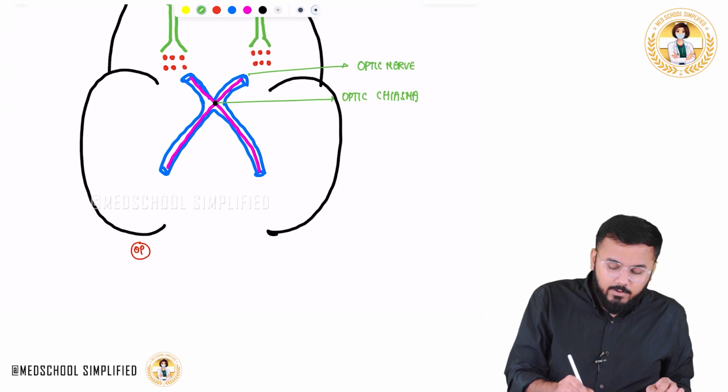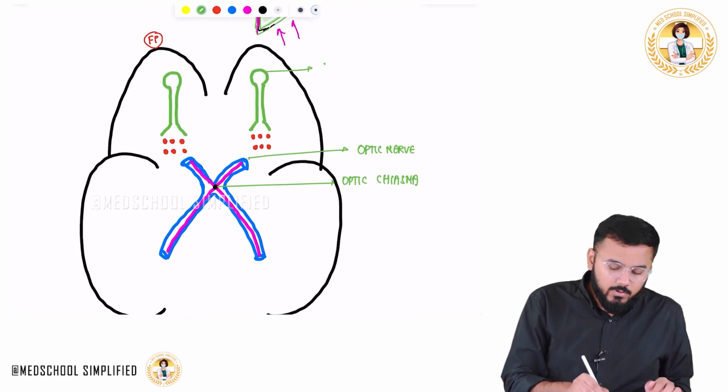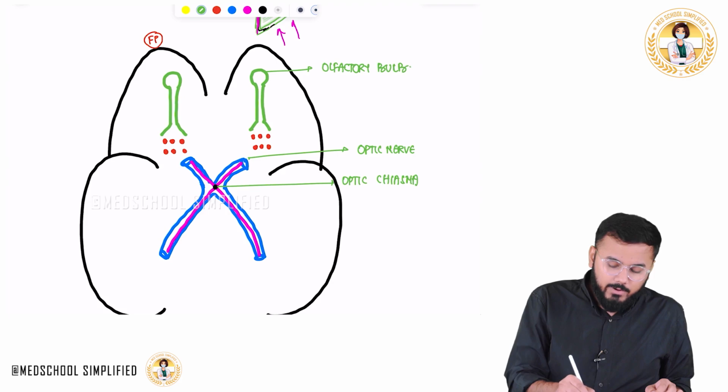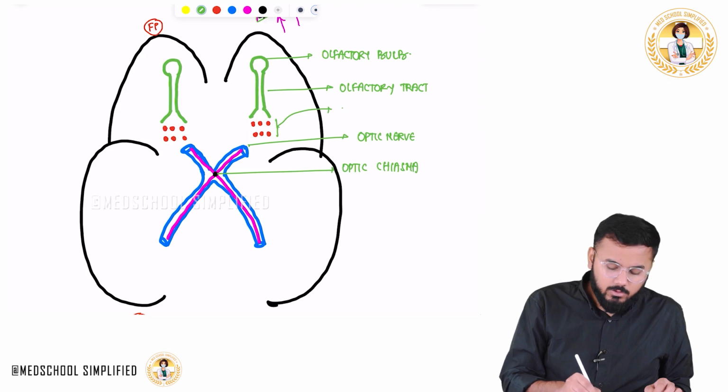On the right side we have the right optic nerve, and on the left side we have the left optic nerve. And this one over here is your olfactory bulb. And this one over here is your olfactory tract. And this one over here is called your anterior perforated substance.